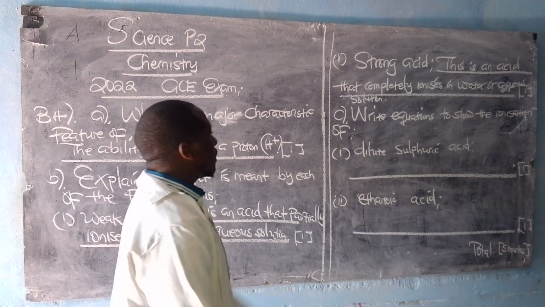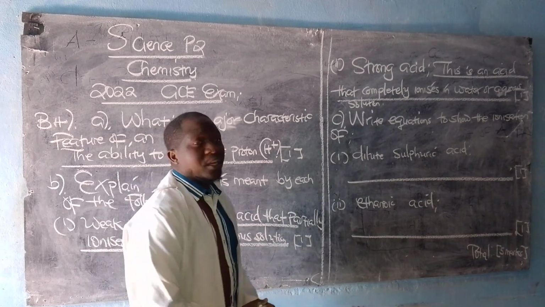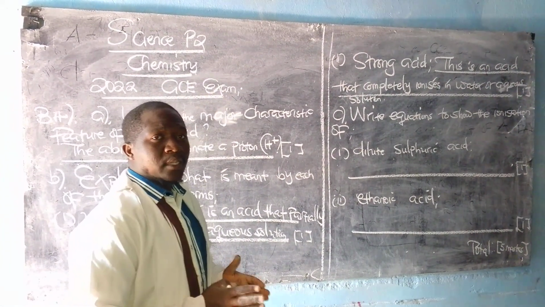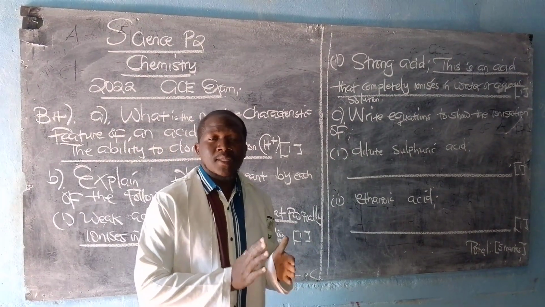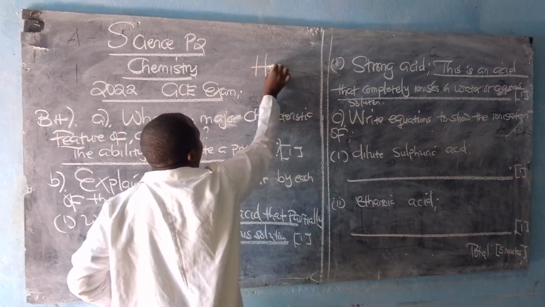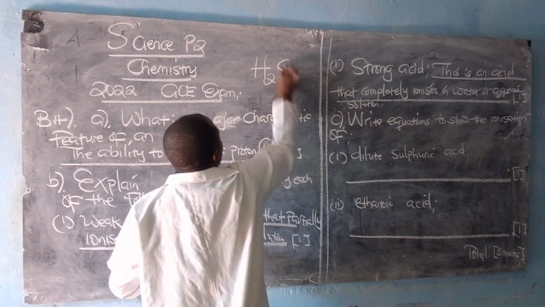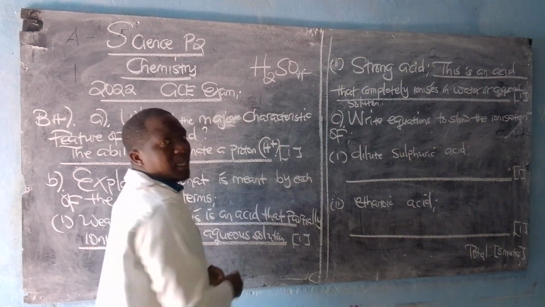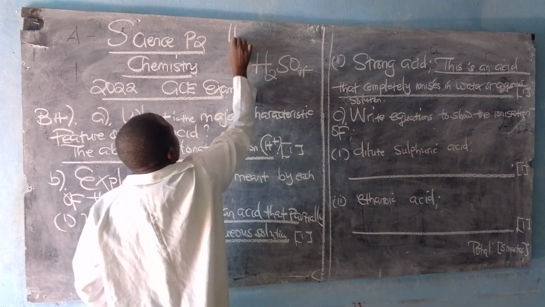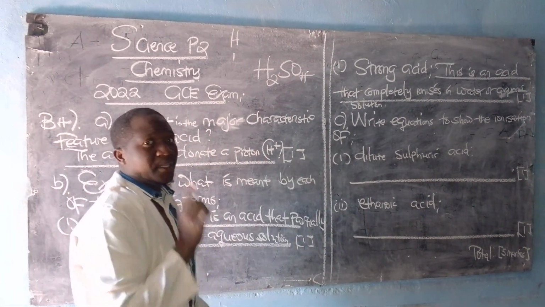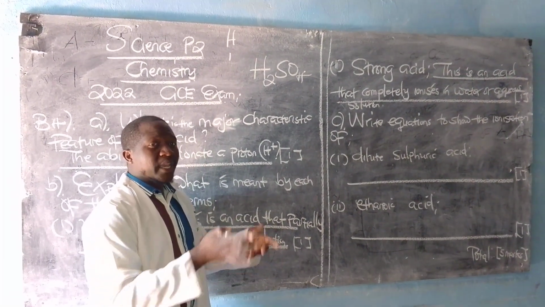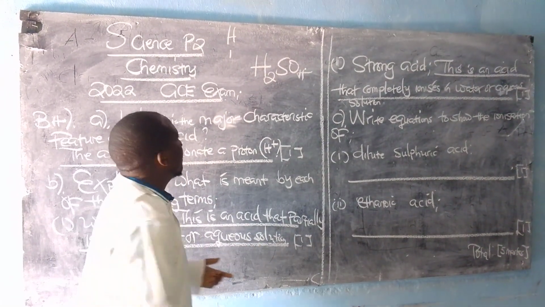C. Write equations to show the ionization of dilute sulfuric acid. Sulfuric acid is a combination of a radical called sulfate and hydrogen. By that I mean we're going to have hydrogen, and this is going to be sulfuric acid. Hydrogen on the periodic table has a valence of 1, since it only has one electron, which it can either lose or gain in order to be stable.